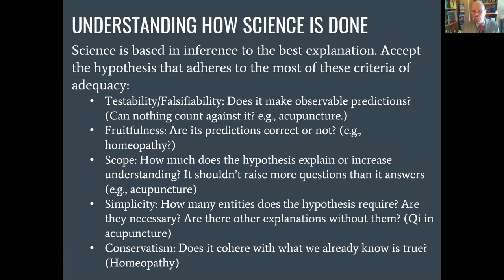If homeopathy worked, it should do better than placebos in placebo-controlled trials. It doesn't, and so it doesn't get the hypothesis, it doesn't get the predictions correct. But fruitfulness is making successful predictions. Scope is explanatory power. How much does a hypothesis explain or increase our understanding?